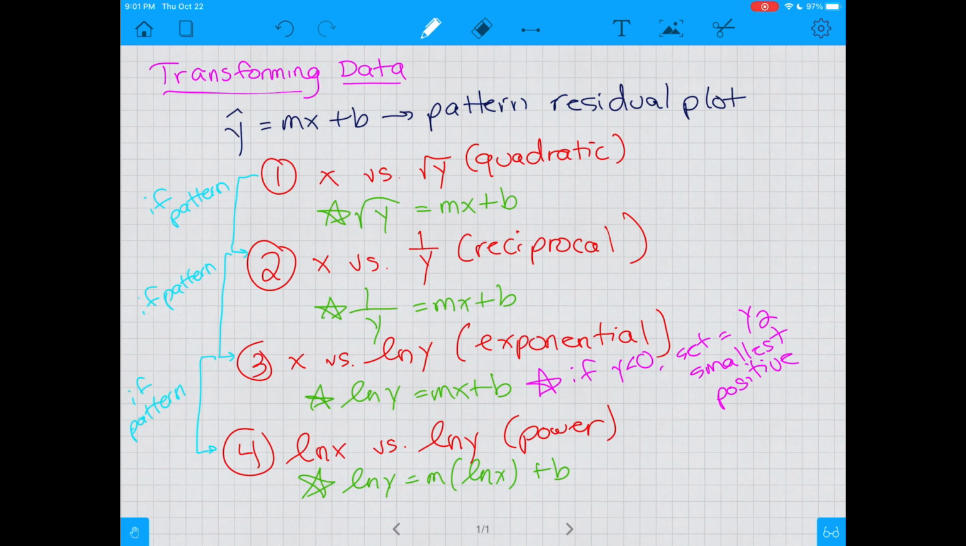So I'm going to leave you guys a short worksheet with a few examples to work on this transformation piece. Please turn it in just so I can give you some feedback and some credit for it.